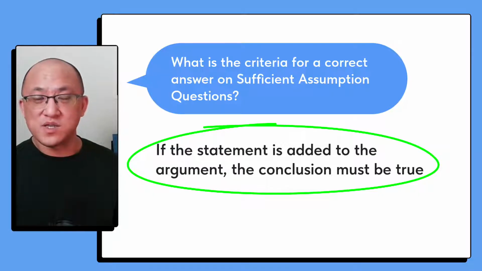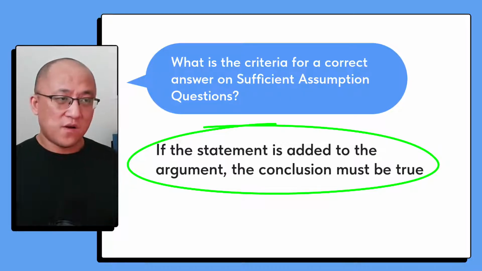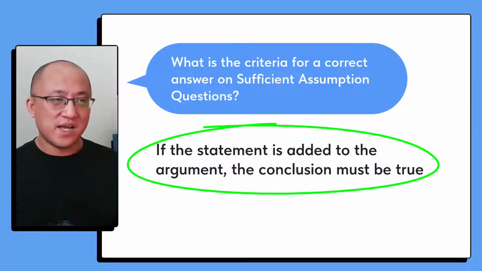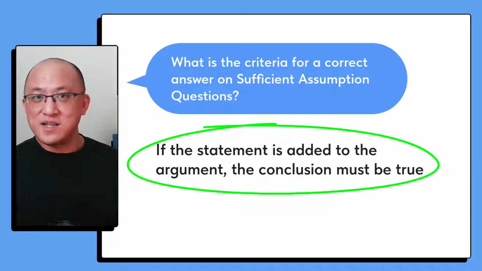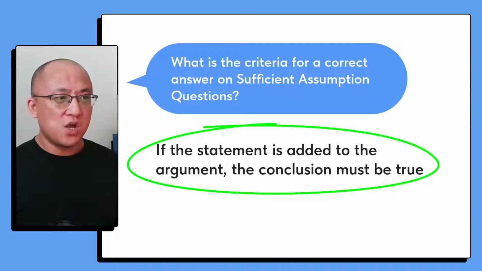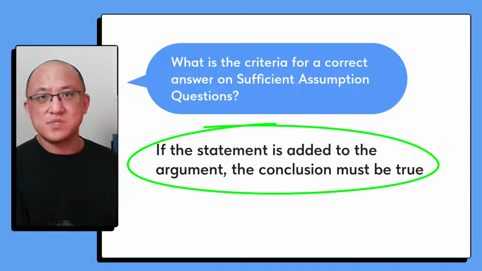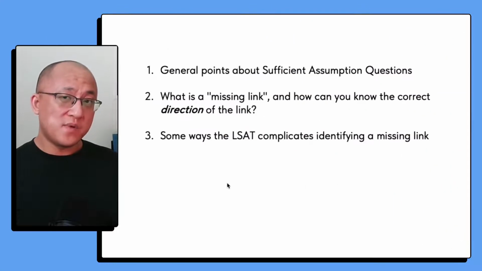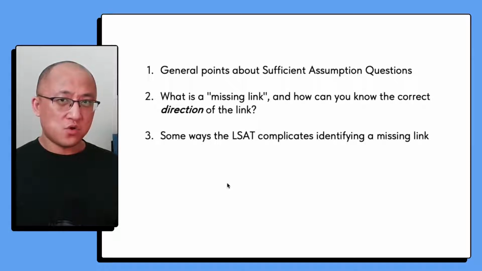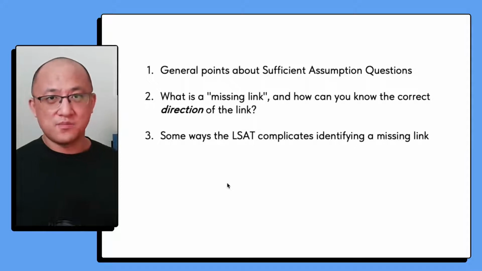If the argument gives you something where it's about connecting the dots between two different concepts, then that's great. But if the argument is not of that structure, then you shouldn't be approaching it in that way. And the advice that I'm giving you in this video will not necessarily apply to those other kinds of argument structures, all right? So we're just talking about arguments where you have identified the problem is that the argument is shifting from one concept to another concept. So with that in mind, let's go ahead and take a look at what do I mean by missing link. How do we identify the correct direction of the link? And then we'll finish with some ways that the LSAT will, of course, complicate things.